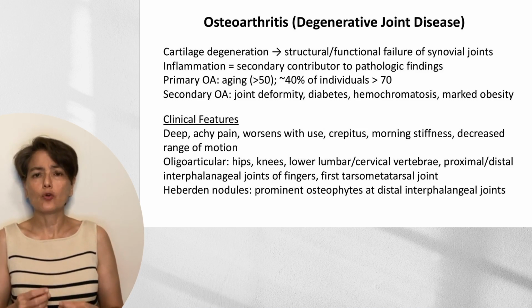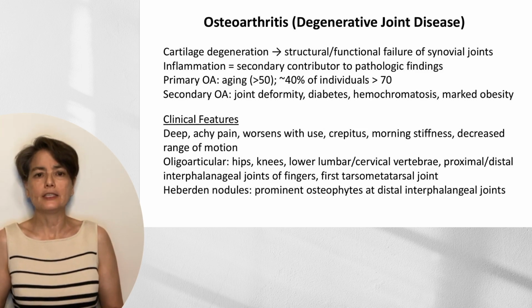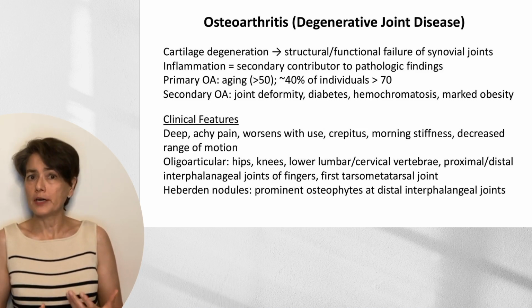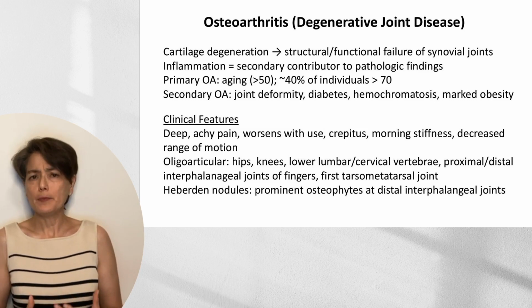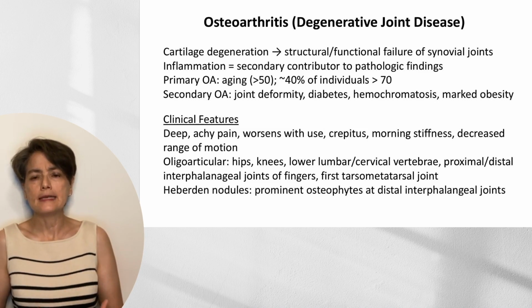Crepitus, which is a crunchy sound and feeling and movement of the joint, can also be seen, as well as decreased range of motion. Osteoarthritis is typically oligoarticular, which means it affects multiple joints, but a few, and typically the joints that are most affected by weight impact, so hips, knees, lower lumbar, and cervical vertebrae, but also the proximal and distal interphalangeal joints of the fingers and the first tarsometatarsal joint of the feet.